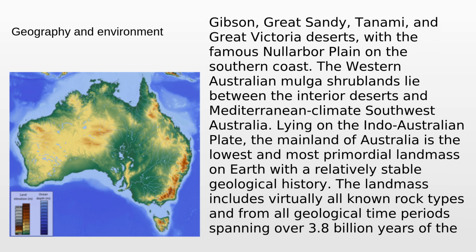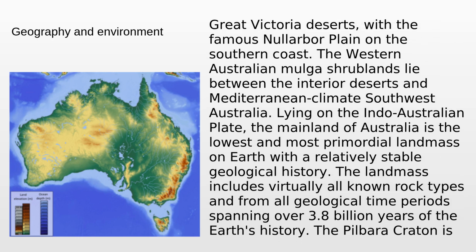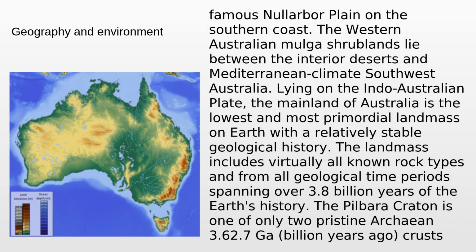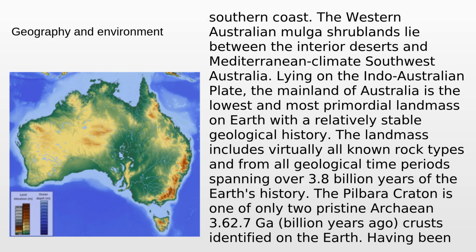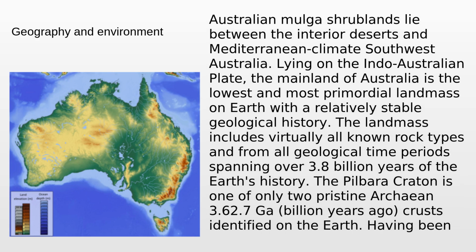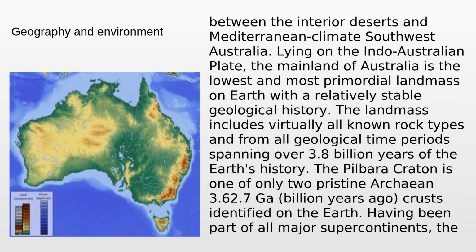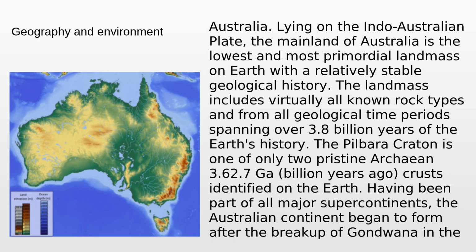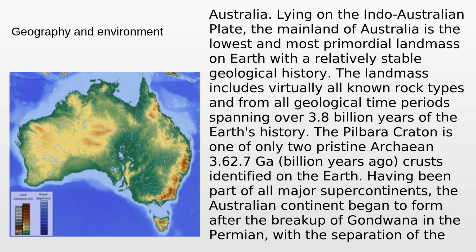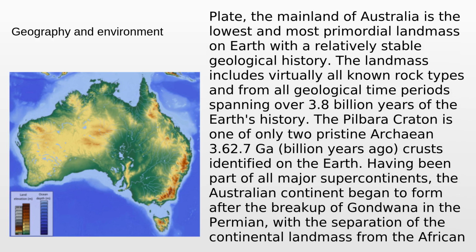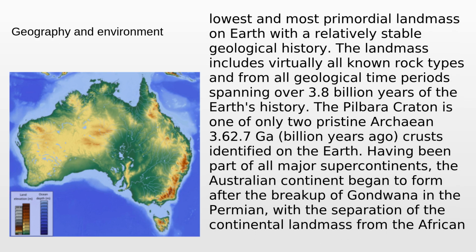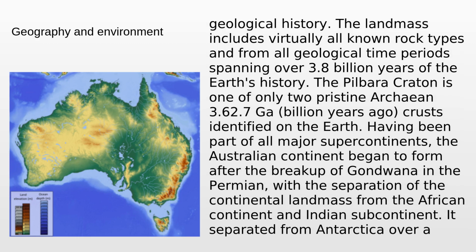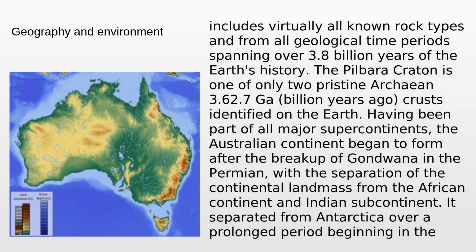At the heart of the country are the uplands of central Australia. Prominent features of the centre and south include Uluru, the famous sandstone monolith, and the inland Simpson, Tirari and Sturt Stony, Gibson, Great Sandy, Tanami, and Great Victoria deserts, with the famous Nullarbor Plain on the southern coast. The Western Australian mulga shrublands lie between the interior deserts and Mediterranean climate Southwest Australia, lying on the Indo-Australian plate.